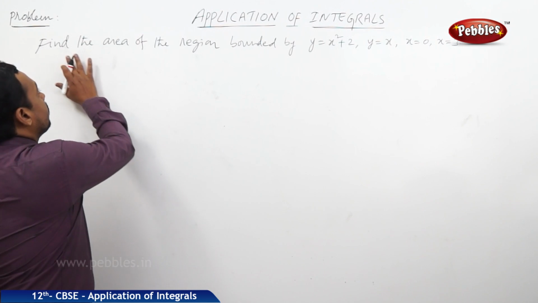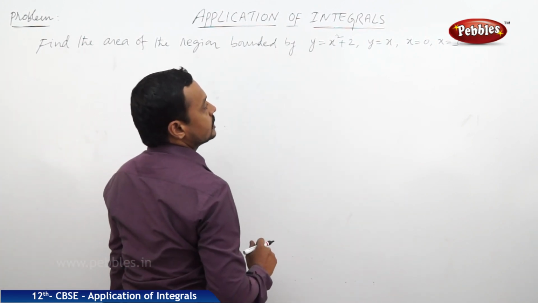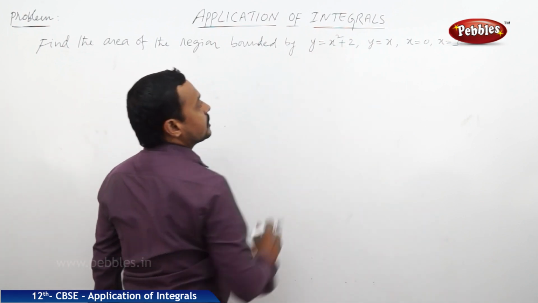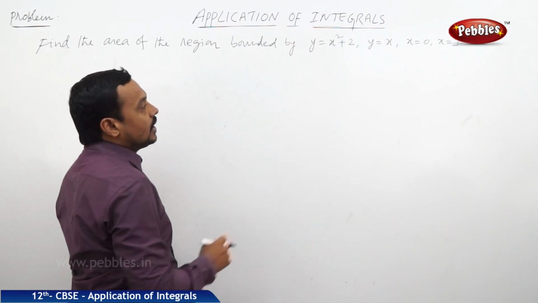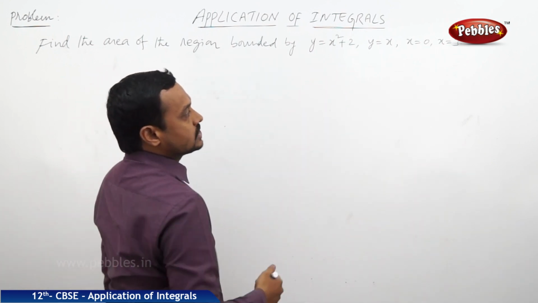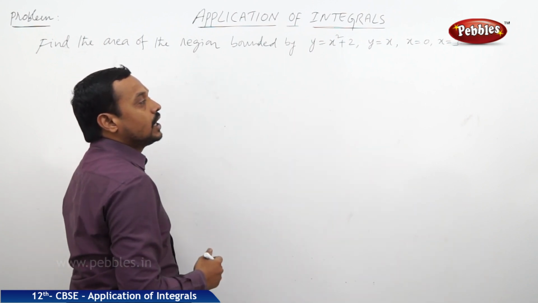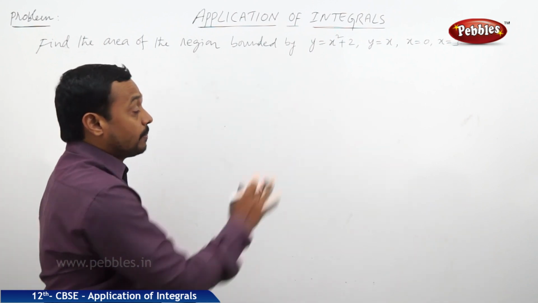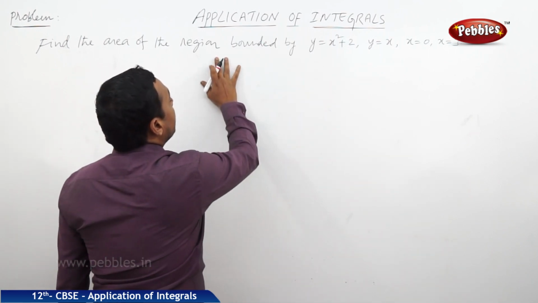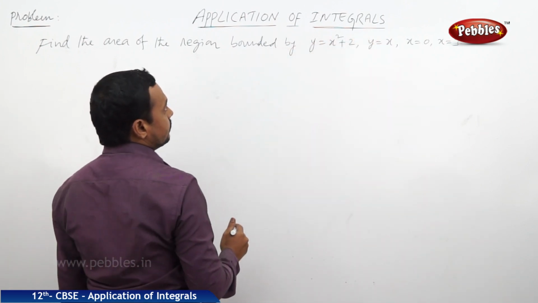Now one more problem. Find the area of the region bounded by y is equal to x square plus 2, y is equal to x, x is equal to 0, x is equal to 3. Y is equal to x square plus 2, you know that represents a parabola. Y is equal to x is a straight line passing through origin. Of course, x is equal to 0 represents the y axis, and x is equal to 3 is a line parallel to the y axis. Now, we have to find the area of the region bounded by all these curves and lines.